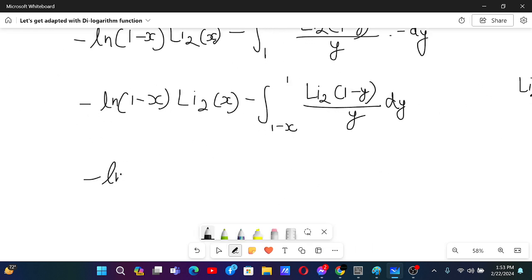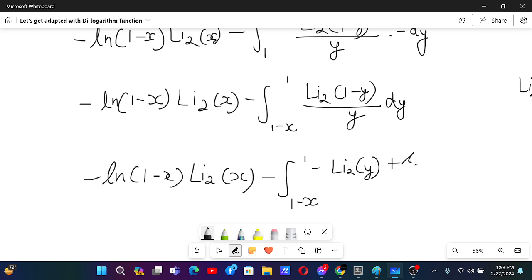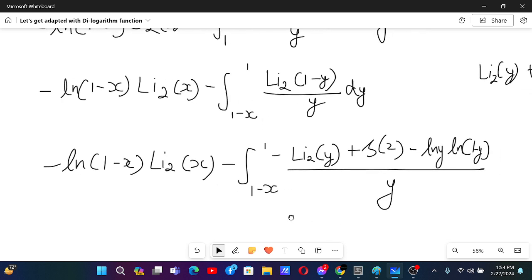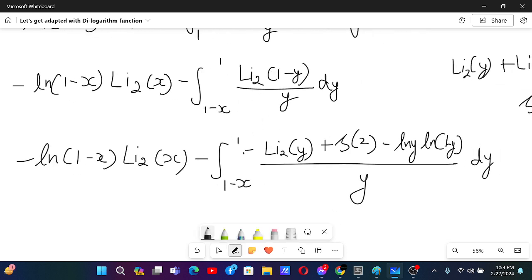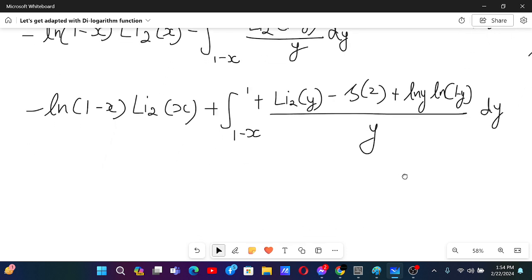So we will have minus ln of 1 minus x, Li2 of x minus the integral from 1 minus x to 1. Now we know that this is just minus Li2 of y plus Riemann zeta of 2 minus ln y ln 1 minus y, by y dy. Now we can use the negative sign over here and multiply this thing. This will be plus, and over here that will be minus, this will be plus. Now it's somehow easier. The last part will again be somehow complex, but the others are now easier.